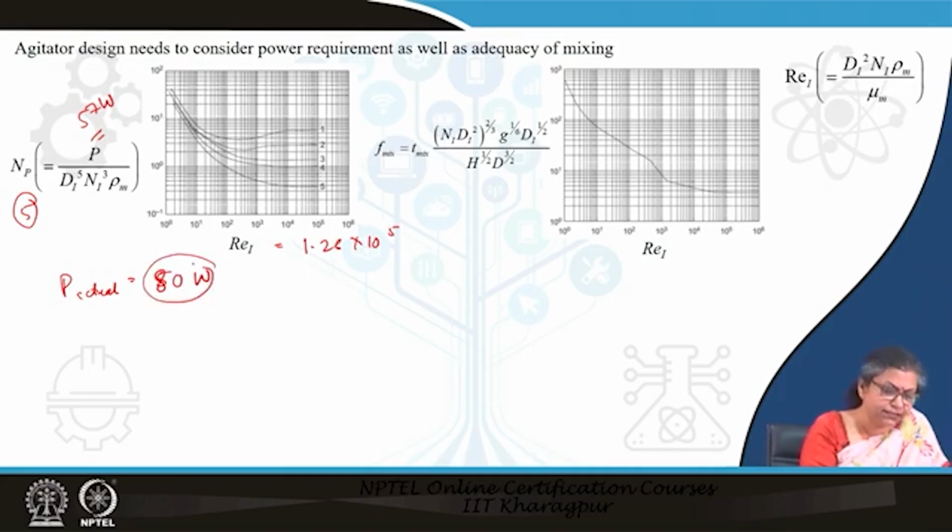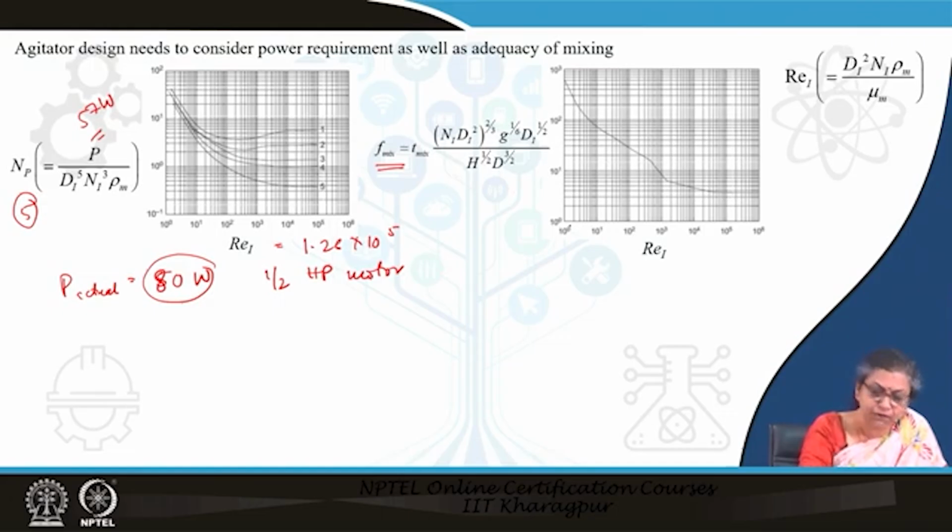We know that this is quite a low power, so a half horsepower motor would have been sufficient for this, and this is quite expected because the mixture volume is not high and the system viscosity is also not high. So, therefore, the power requirement is very low, and just a half horsepower motor will be sufficient to drive this.